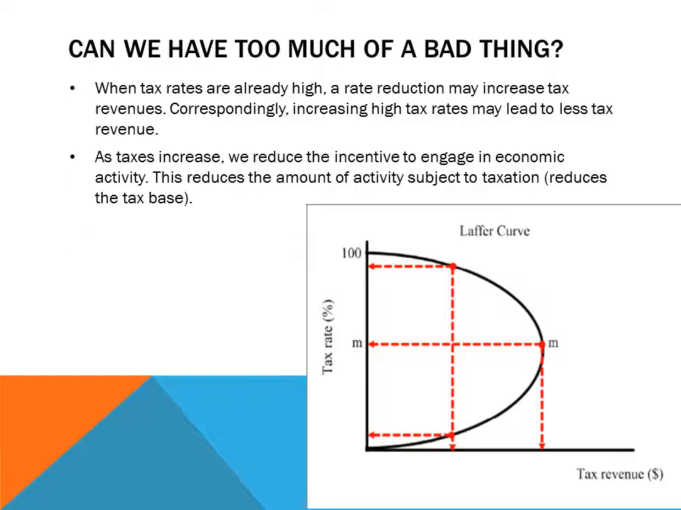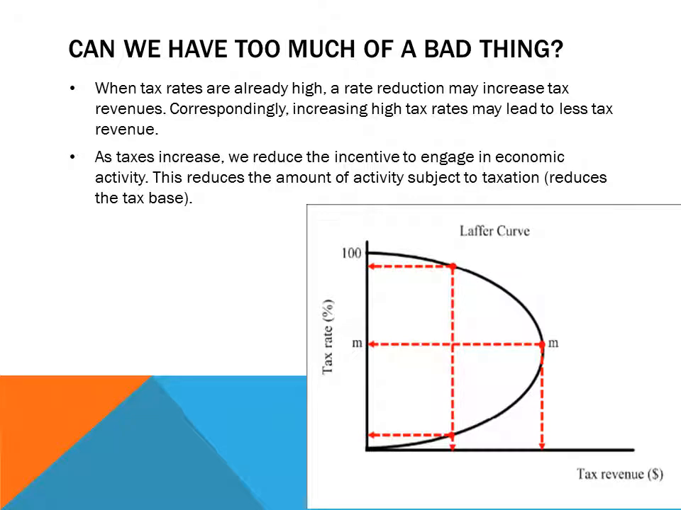So, when analyzing taxation, can we have too much of a bad thing? Well, when tax rates are already high, a rate reduction may actually increase tax revenues. Correspondingly, increasing high tax rates may lead to less tax revenue. This is because, as taxes increase, we tend to reduce the incentive to engage in economic activity. This reduces the amount of activity subject to taxation. In other words, we end up reducing the tax base.